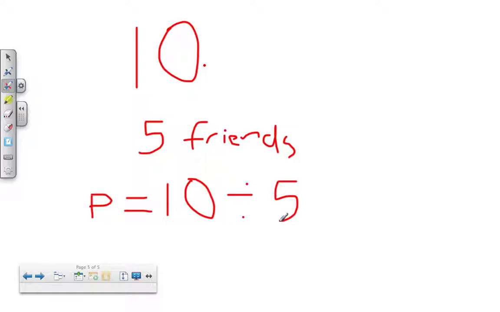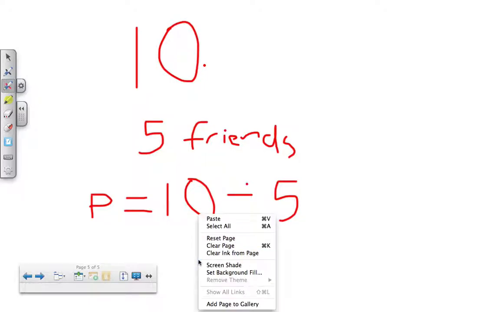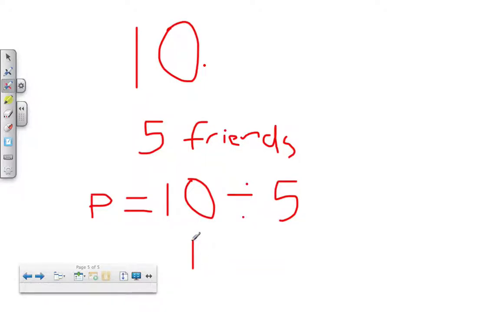And if you wanted to be fancy and figure out what P equaled, it wouldn't be that hard. 10 divided by 5. Anybody know their division tables? If you don't know what 10 divided by 5 is, ask yourself, what times 5 equals 10? 2 times 5 equals 10. So 10 divided by 5 equals 2.